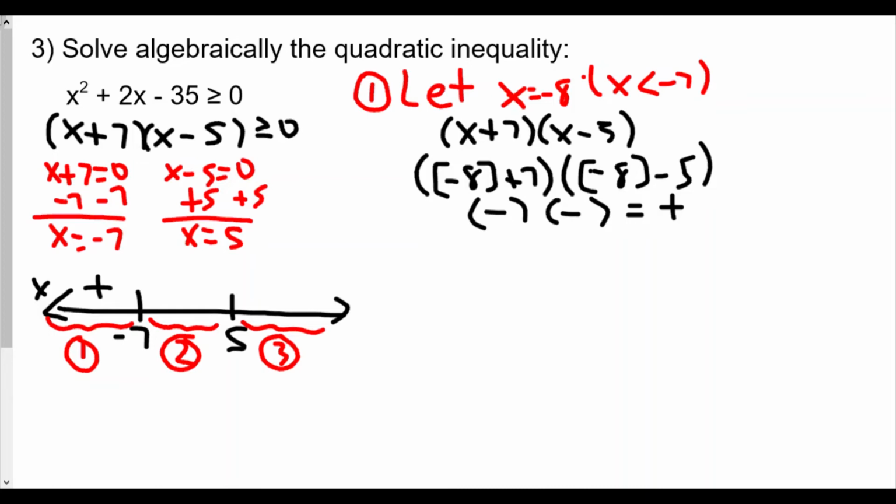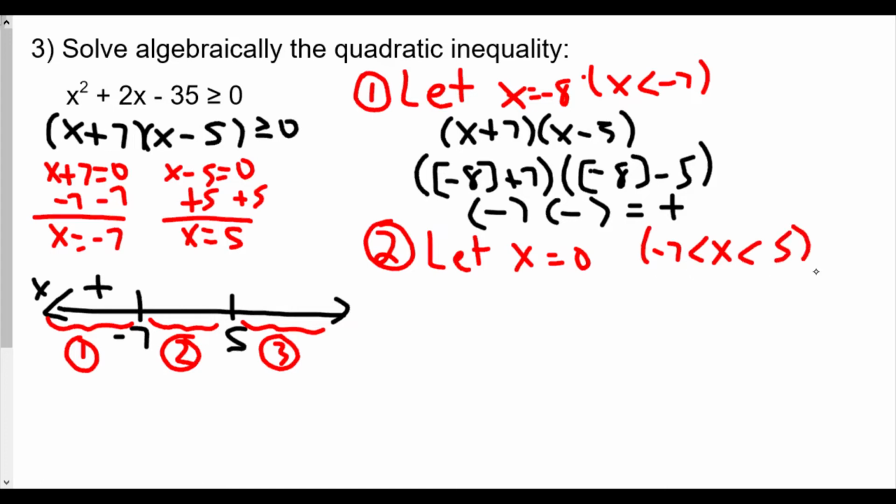Okay, let's look at region number 2. I'm going to let x equal 0. Why are we letting x equal 0? Because we want to pick a value of x that's greater than -7 but less than 5 in that region. And in this case, x equals 0 works out really well.